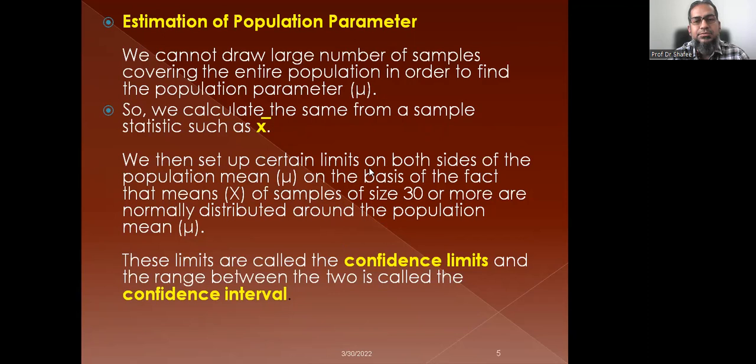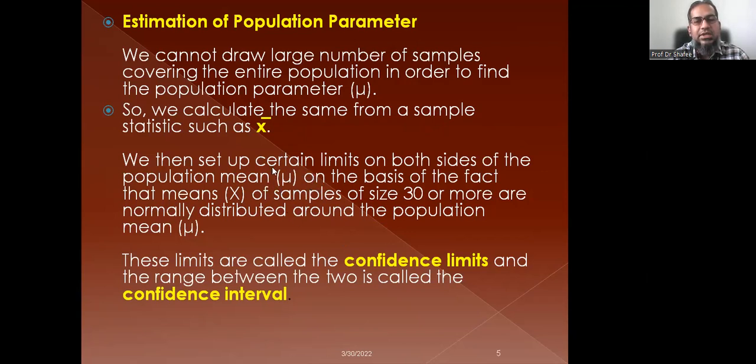Then we set certain limits on both sides of the population mean. Just remember the normal distribution. If we take the population mean at the center of the normal distribution, on either side of the population mean the sample mean will be distributed, and this is called a normal distribution.